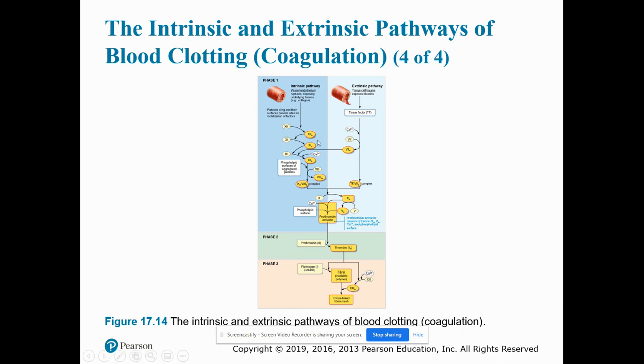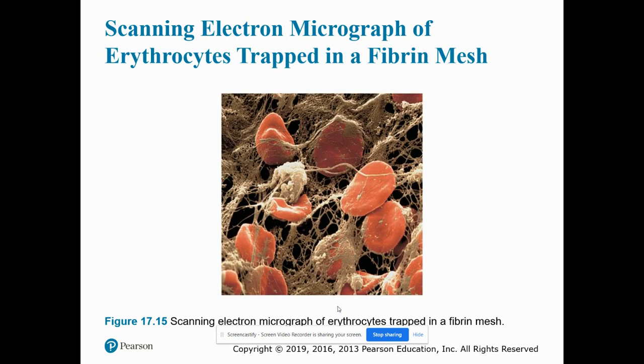And so this is just showing from phase 1 all the way down to phase 2 and then phase 3. So again, with the extrinsic pathway, it's going to be less steps, but it doesn't matter. You're trying to get to a prothrombin activator, and then we're going to convert prothrombin to thrombin, and then we're going to come in here with fibrinogen, and then we have fibrin, and then we're going to cross-link it, and we're going to form a nice clot. And that's what we're seeing here, a scanning electron micrograph of erythrocytes trapped in a fibrin mesh.